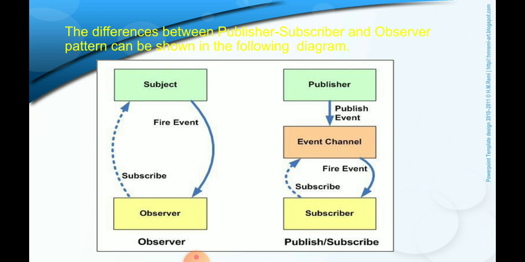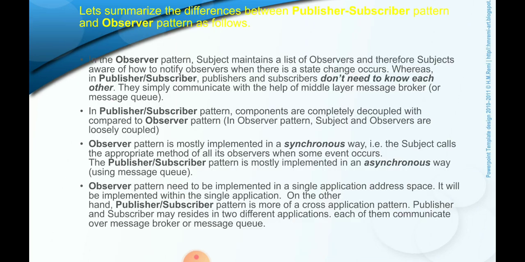In this article, we are going to learn about the publisher subscriber pattern. Next, the difference between the publisher subscriber and observer patterns can be shown in the following diagrams. This is an example of the difference between the publisher subscriber and observer patterns. It is summarized as follows. In the observer pattern, the subject maintains a list of observers and therefore is aware of how to notify observers when a state change occurs. Whereas in publisher subscriber, publisher and subscribers don't need to know each other. They simply communicate with the help of a middle layer, a message broker or message queue. In the publisher subscriber pattern, components are completely decoupled compared to the observer pattern. In the observer pattern, subjects and observers are loosely coupled.